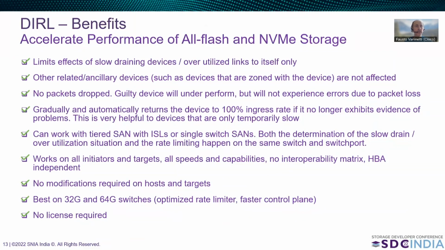DIRL can work with any topology, a tiered SAN with ISLs or a single switch SAN. The determination of the slow drain or overutilization situation and the rate limiting action happen on the same switch and the same switch port. There is no dependency on HBAs, there are no interoperability matters, and it works at all speeds independently from the features configured on the host side. No modification is needed on hosts and targets, and no license is required. Of course, it is best to use 32 gig or 64 gig switches just because they have an optimized rate limiter or a faster control plane.